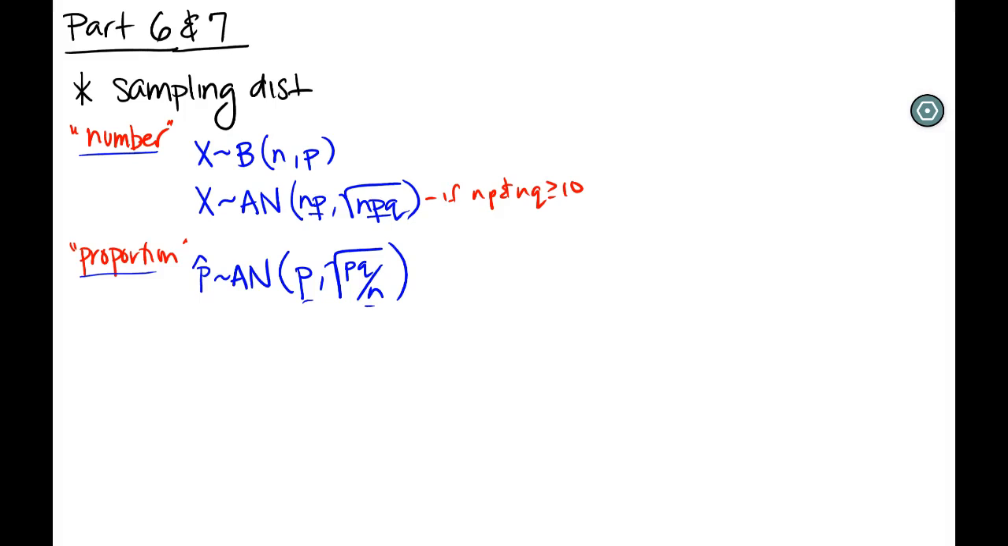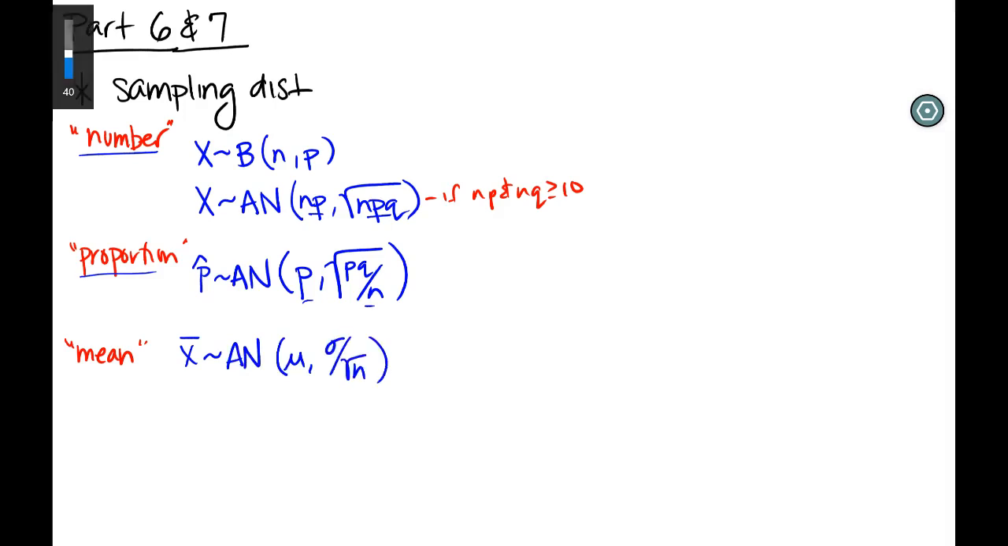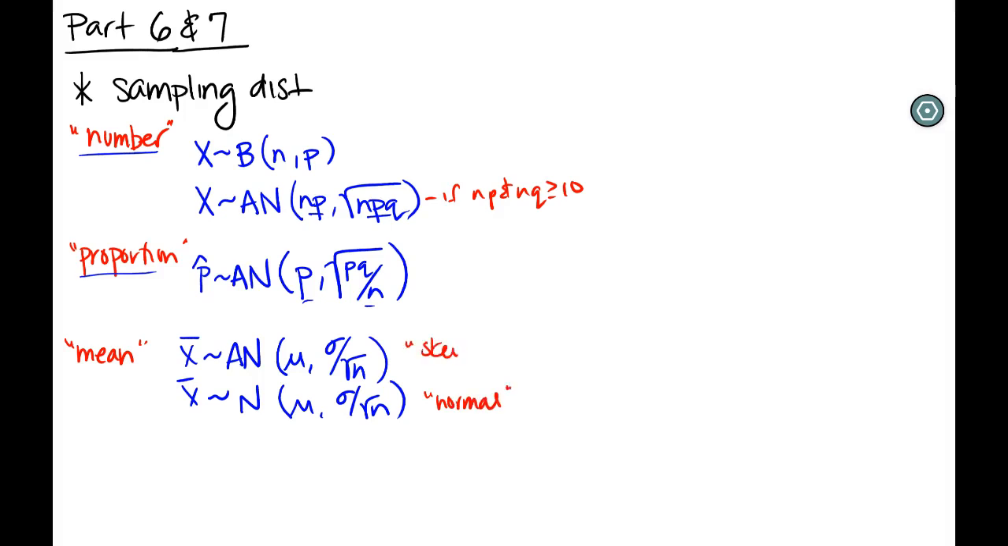The last one is in part 7. We start talking about our sample mean. If I take a mean from a sample, what distribution does it come from? And there we had two options as well. It could either come from an approximate normal, centered at the real mean, with the standard deviation divided by the square root of n, or it could be a normal distribution, same mean and standard deviation. And remember, we had this one if it said normal somewhere in the problem, and here we had the other if it said something like skewed or non-normal, letting us know we didn't truly have normality. So those were our 3 different options.